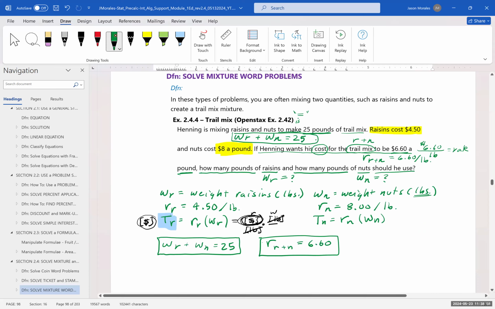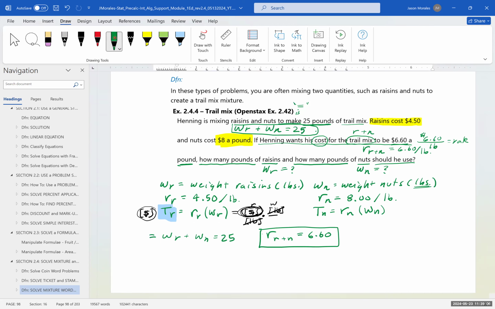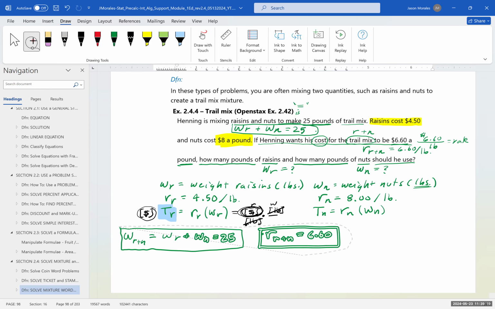Actually, there's one more that I want to add. I want to add it to this one. So this would be the weight of raisins plus nuts. And let me take this moment to move this into a better place.